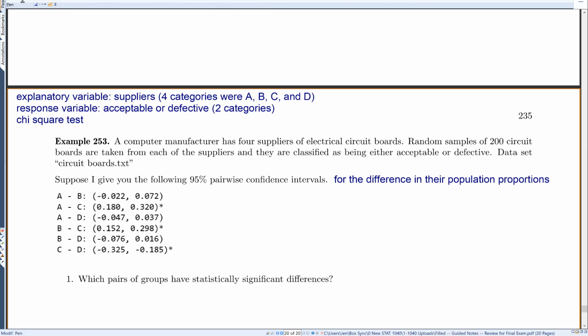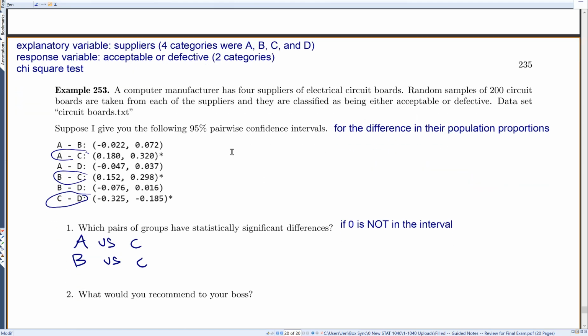So which pairs of groups have statistically significant differences? You're statistically significantly different if 0 is not in the interval. So which pairs have 0 not in there? It looks like this one, A versus C, and this one, B versus C, and this one, C versus D.